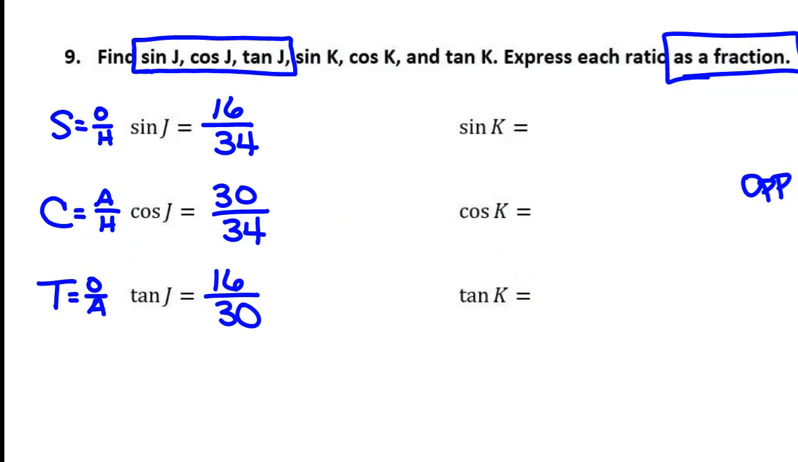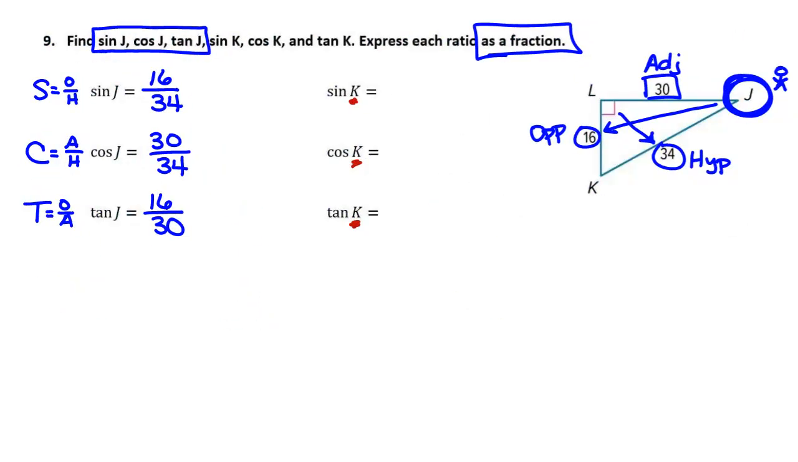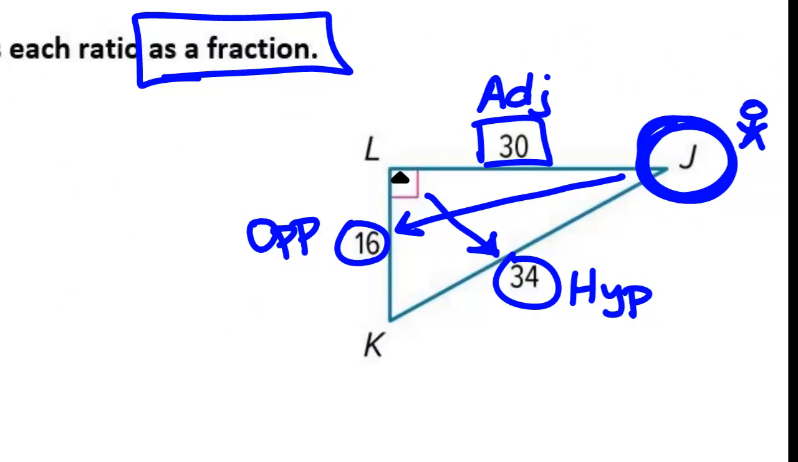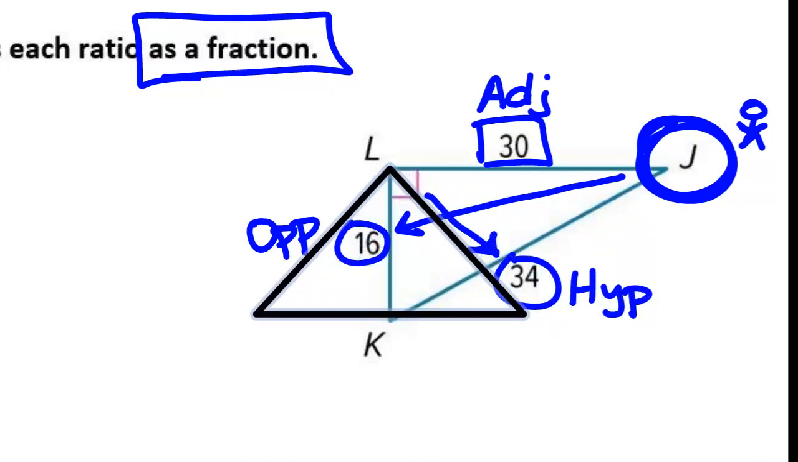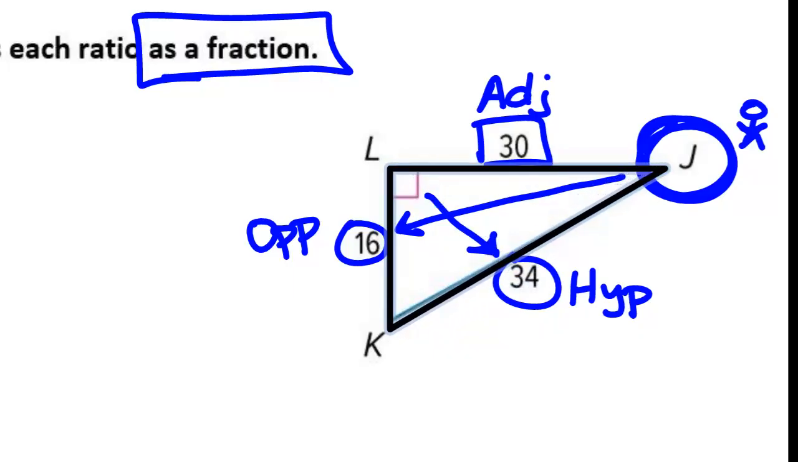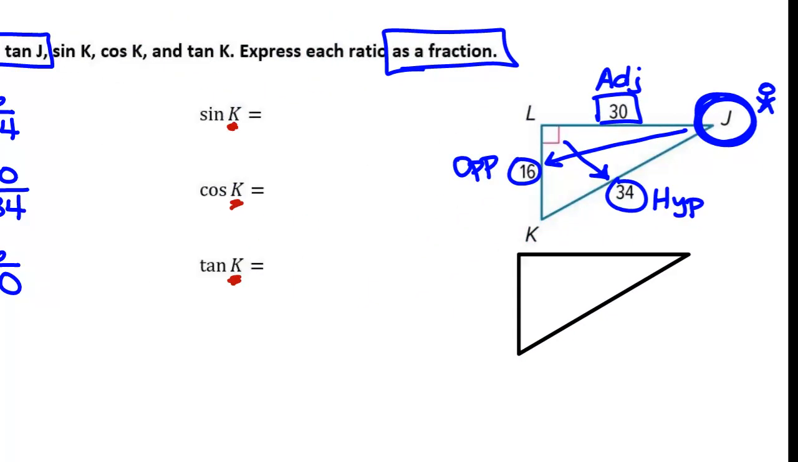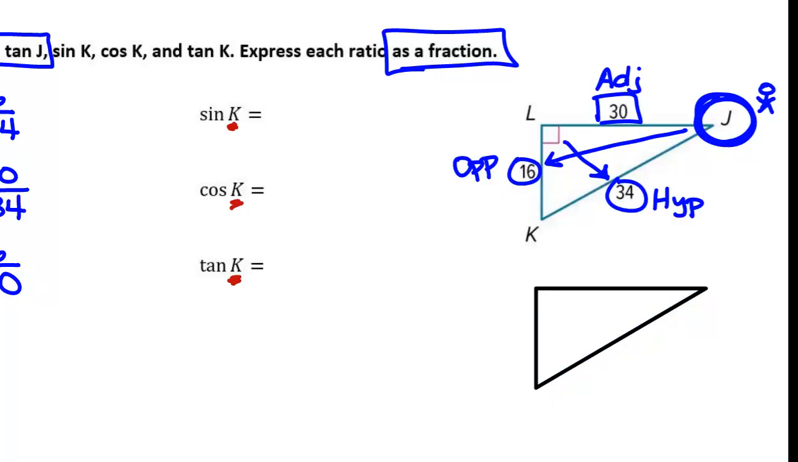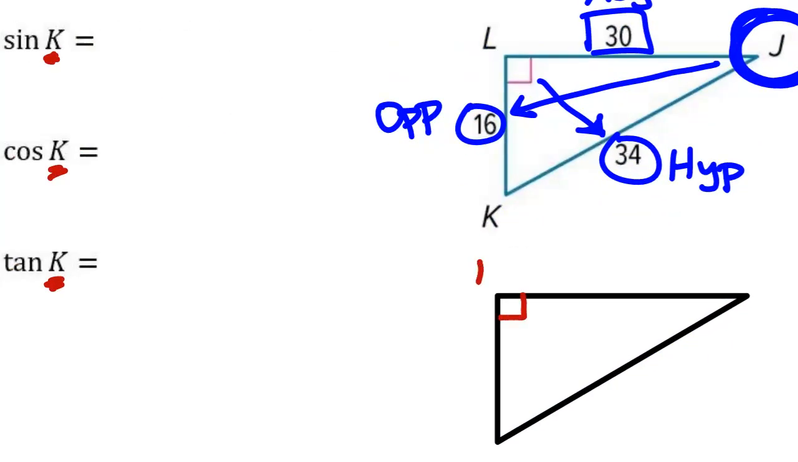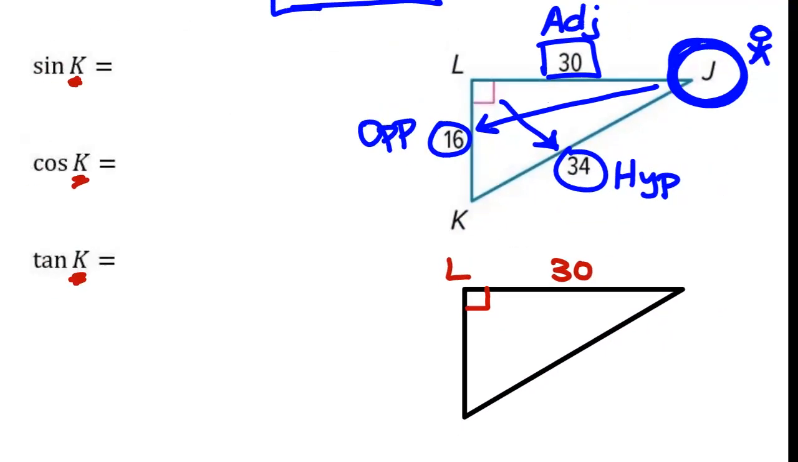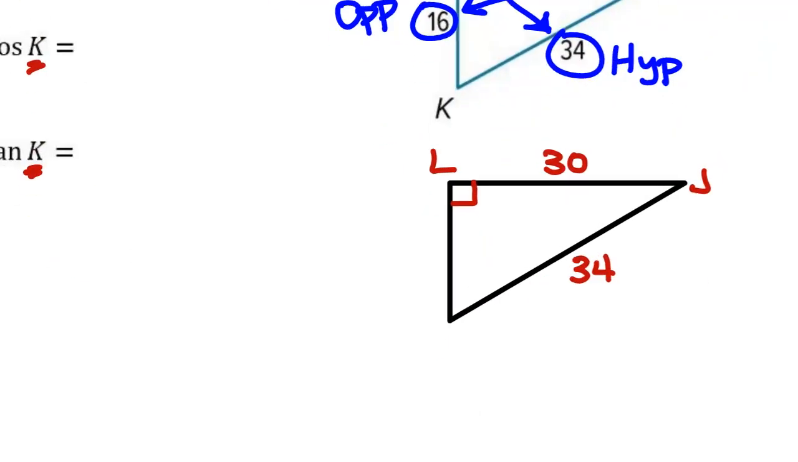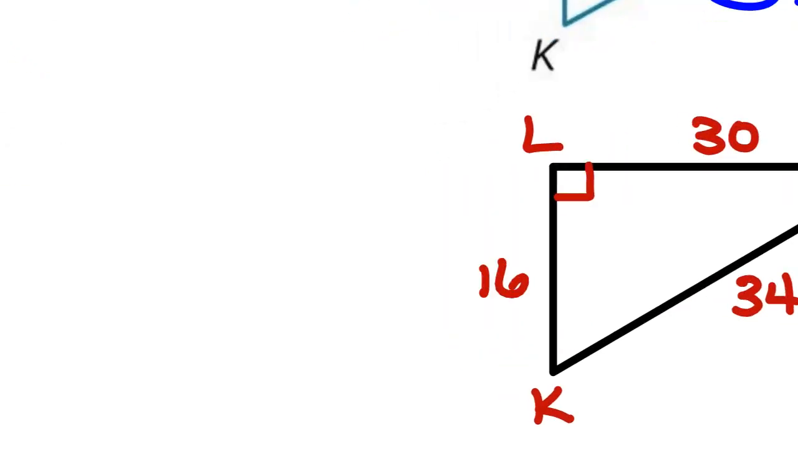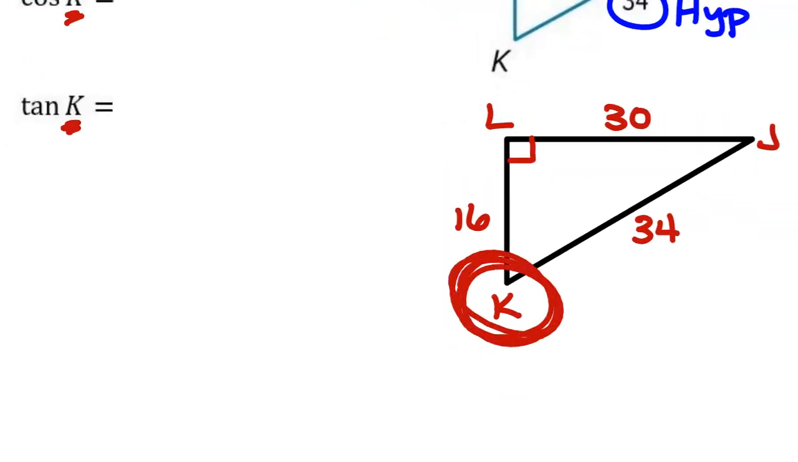To do sine, cosine, and tangent of angle K, I need to change where I'm standing. So I'm going to redraw this triangle. You guys don't have to if you don't want to. But I'm going to redraw my triangle here. I would have my right angle right here. Here's L. This is 30. Here's J. This is 34. K. And 16. So now we're standing down here at K.